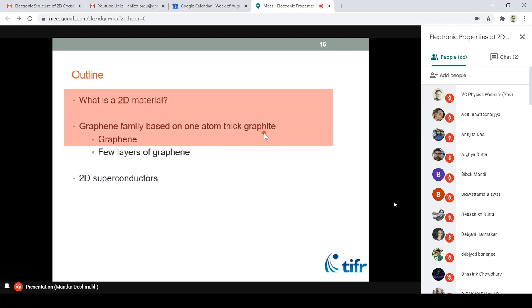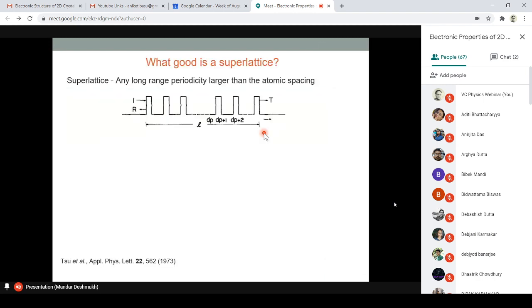So now I'm going to shift gears and give you another example of the physics that we have been studying, which is, once you understand graphene, few layers of graphene, there have been some revolutionary developments in the last 2 years. I'll give you a flavor of it.